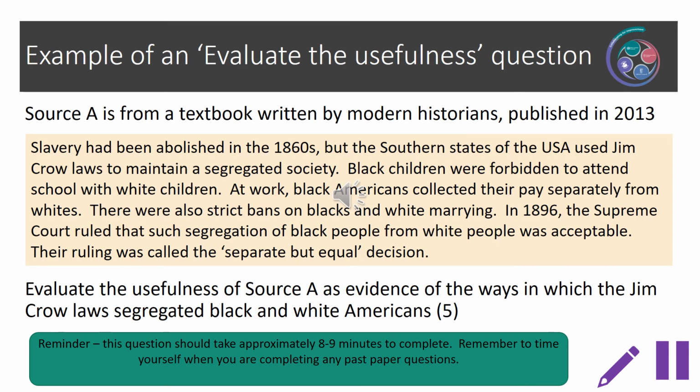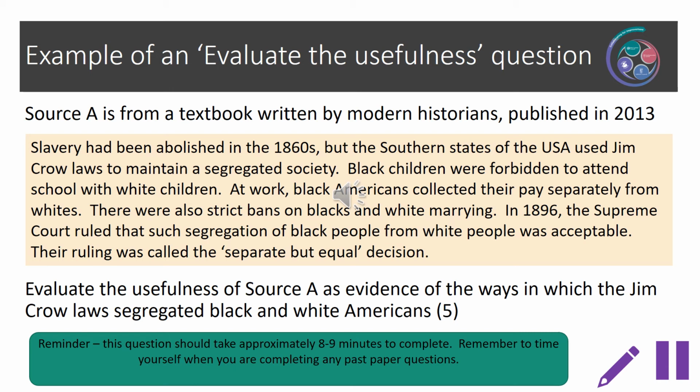So we're now going to look at an example of an evaluate the usefulness question and an exemplar answer. Source A has been taken from a textbook written by modern historians, published in 2013. The source itself is taken from the Free at Last topic in the European and World context. The source tells us slavery had been abolished in the 1860s, but the southern states of the USA used Jim Crow laws to maintain a segregated society.